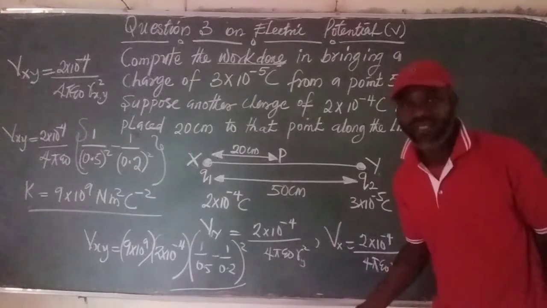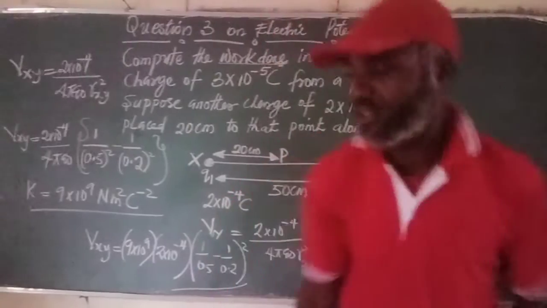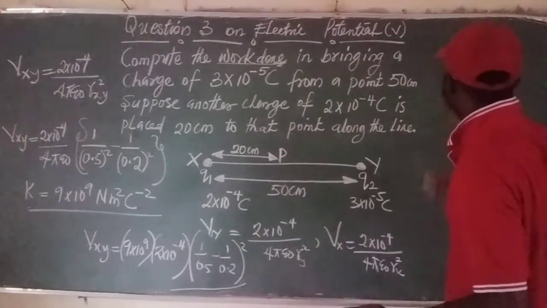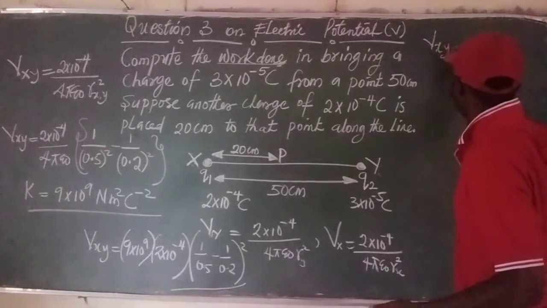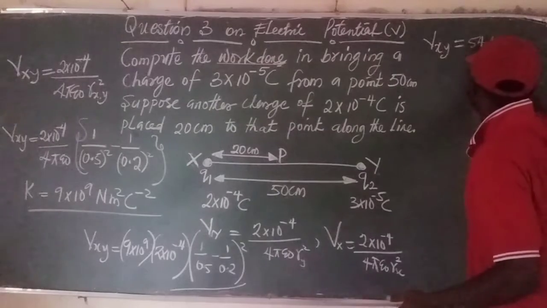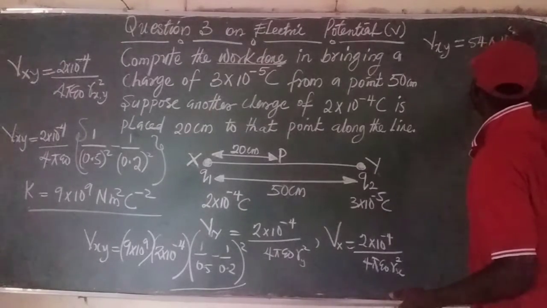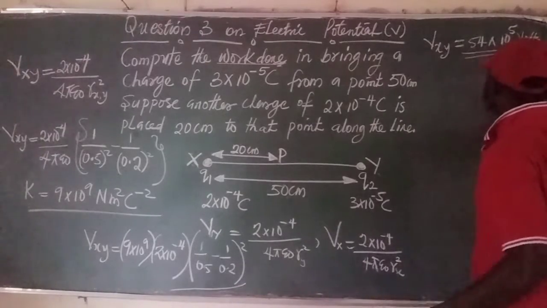It's a simple thing. What we need to do is to simplify. And by the time we simplify, we have that the potential difference between X and Y is given as, watch this, 54 times 10 raised to the power 5 volts. That's what we're going to get.